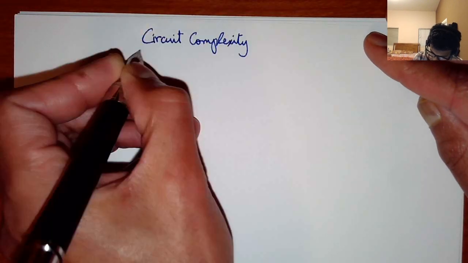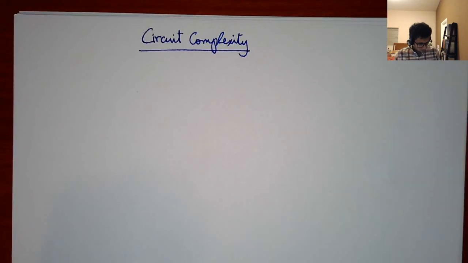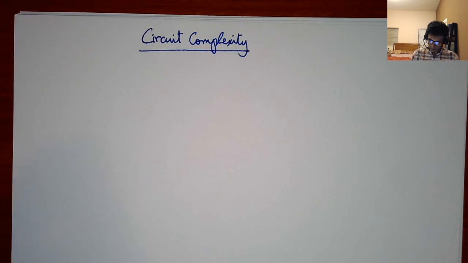Topic for today and the next lecture will be circuit complexity. So far we've been talking about Turing machines and algorithms to decide languages. But now let's talk about a model of circuits to decide languages.